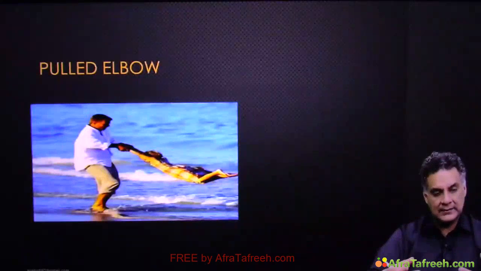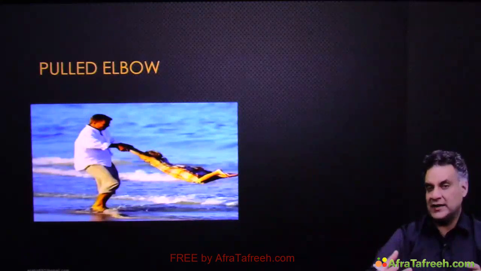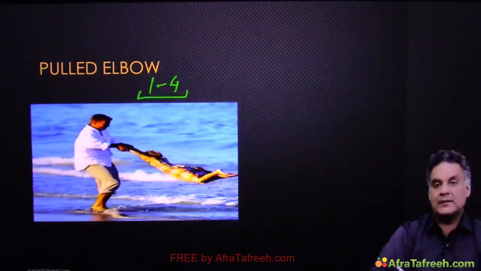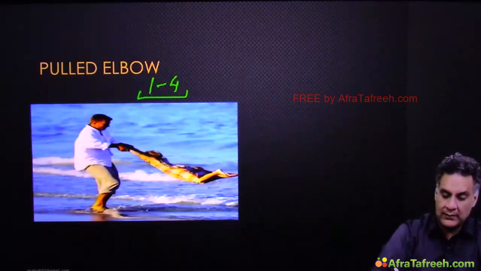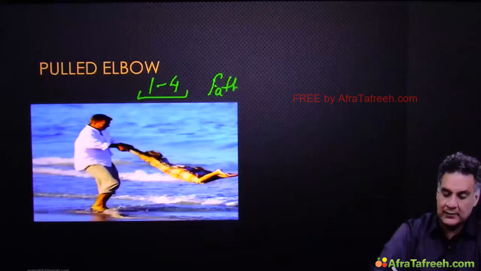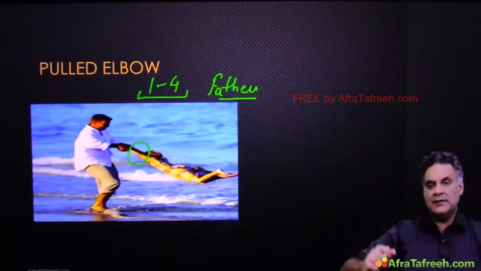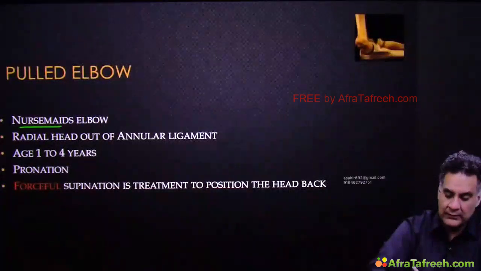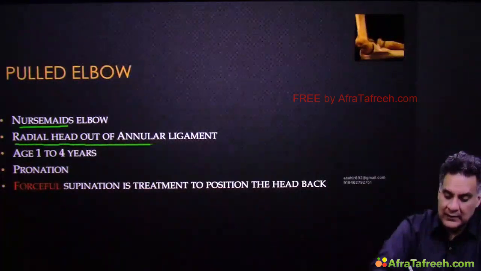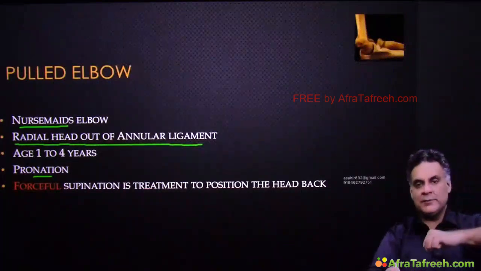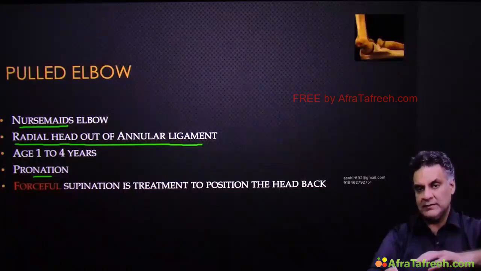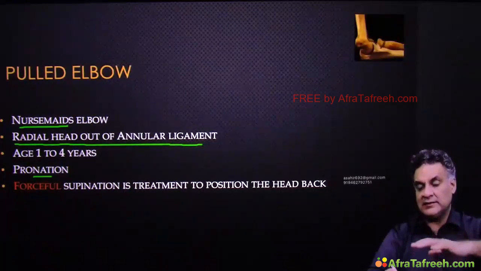When you look at a classical history of a child between 1 to 4 years with a traction on the elbow by the father, you must think about pulled elbow. In pulled elbow, a father or a mother will apply traction on the elbow. It's also called the nursemaid's elbow. The radial head comes out of the annular ligament and the forearm appears pronated because the radial head is responsible for pronation supination movement. So since the radial head has come out, it stays pronated.